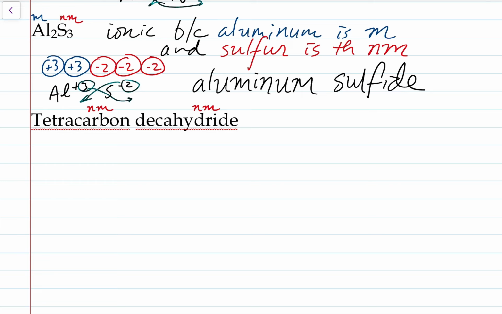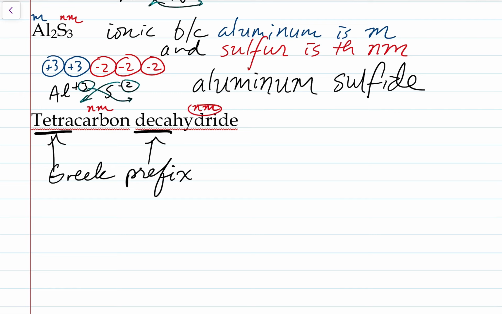We're all good. All right, the last one is obviously molecular. The tetra and the deca. Those are your Greek prefixes. And they were used to build this because this one's a nonmetal and that one's a nonmetal. We got 2 nonmetals.